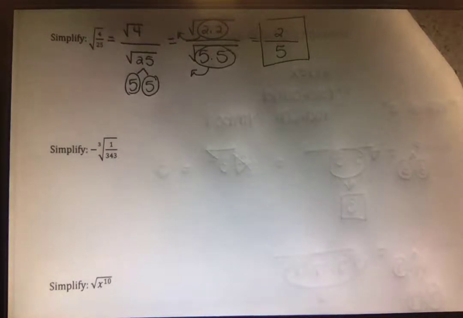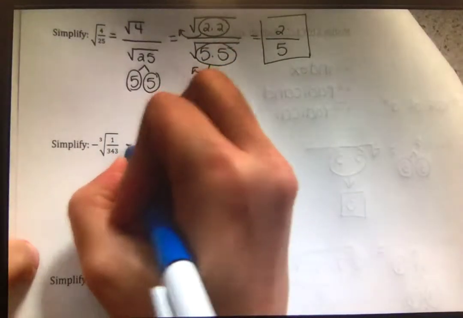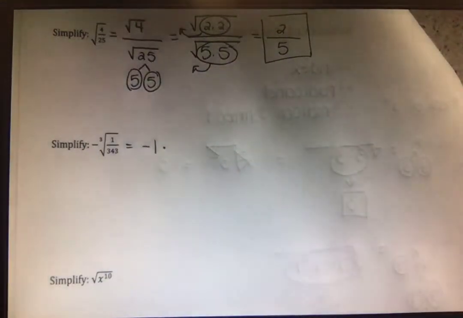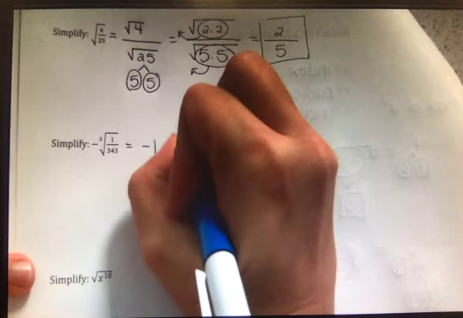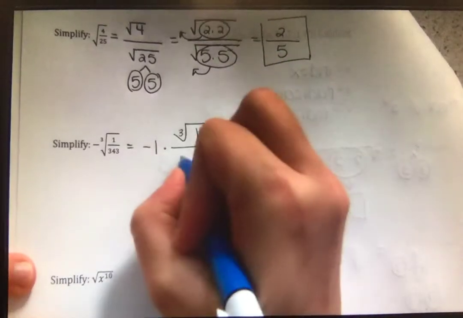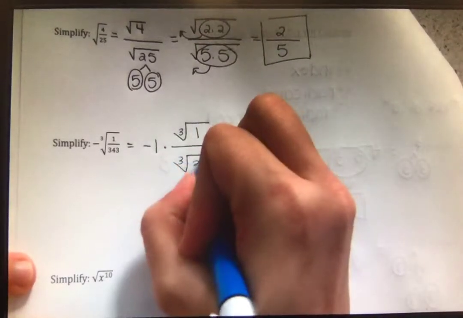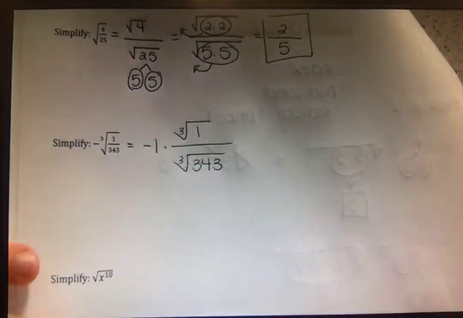Same thing for the next one. This time I have that negative out front. Cubed roots, we're looking for 3 of a kind. On the previous page, we already broke down 343. Before we do that, it's the cubed root of 1 over 343. So again, using the quotient rule, I can break it up and say the cubed root of 1 over the cubed root of 343.